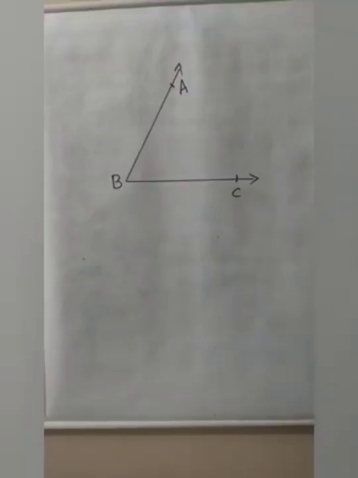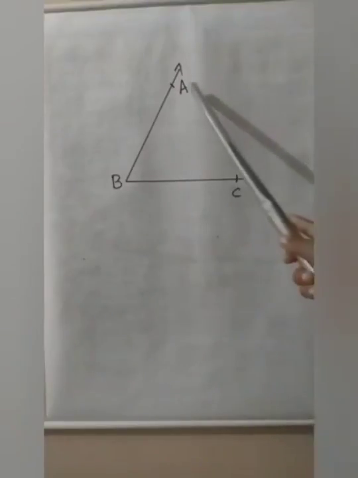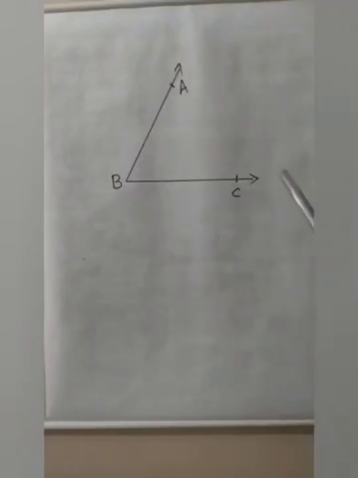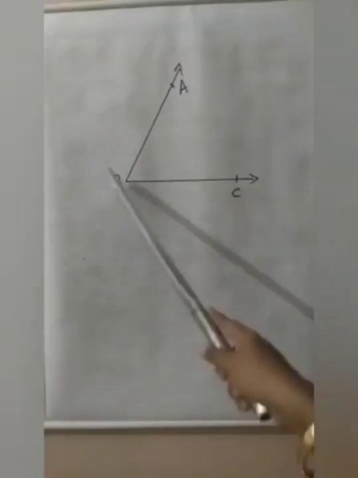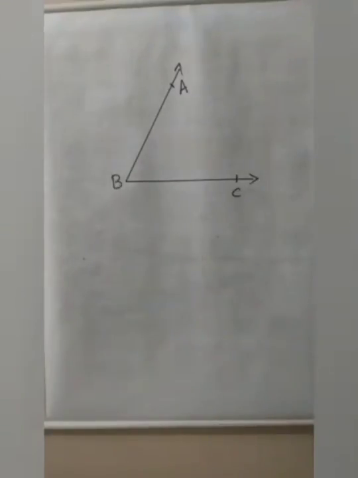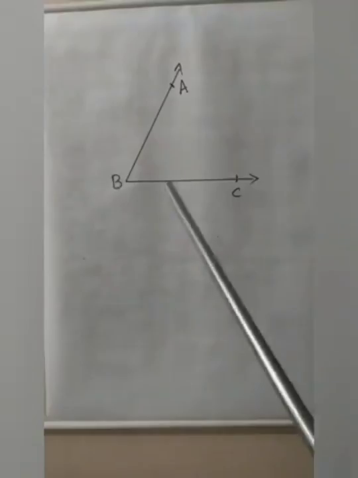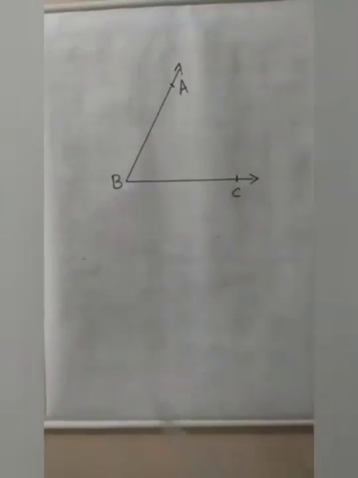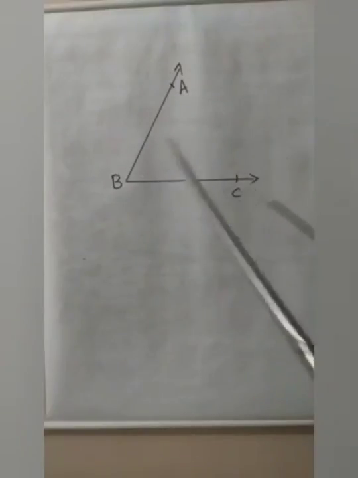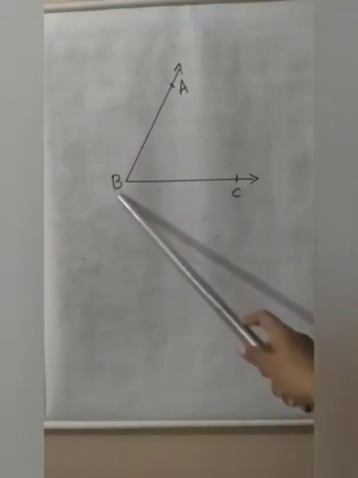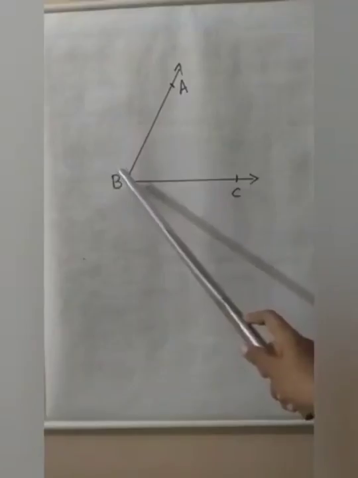How can you name the angle? Either you can say ABC or CBA or simply you can say B alone. When you are naming the angle, what is the common vertex here? B. It should come in the middle. You cannot name it B, A, C. How can you name it? A, B, C or C, B, A. That common vertex B, it should come in the center.